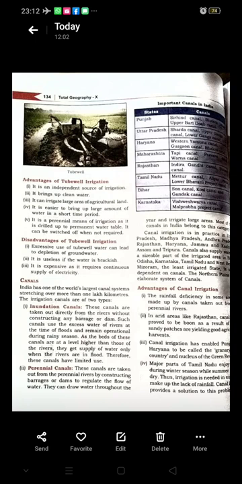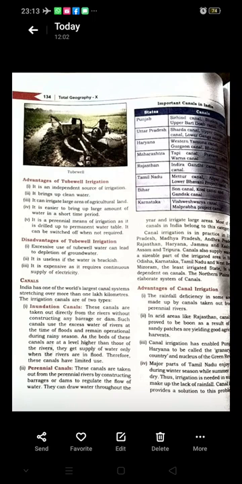Now we come to the perennial canals, and the perennial canals are very useful. They are able to give water throughout the year. Now what does the word perennial mean? The word perennial means that it is throughout. The water is there throughout. So these canals are taken out from the perennial rivers by constructing barrages or dams to regulate the flow of water. They can draw water throughout the year and irrigate large areas.